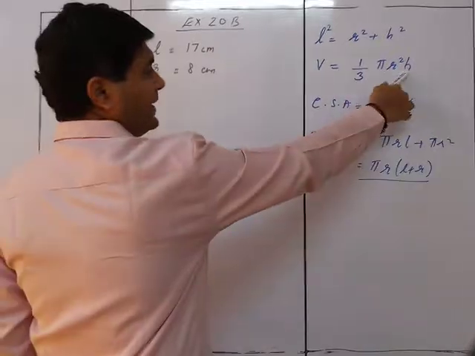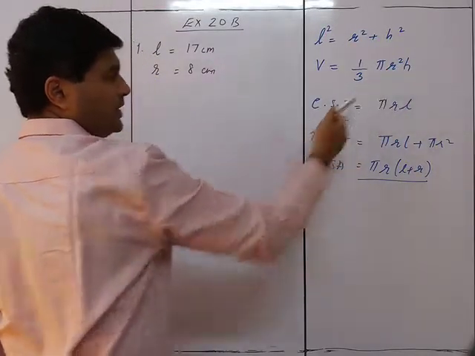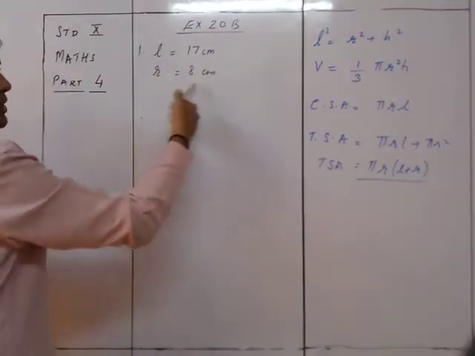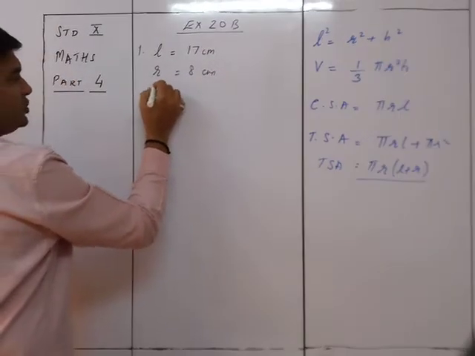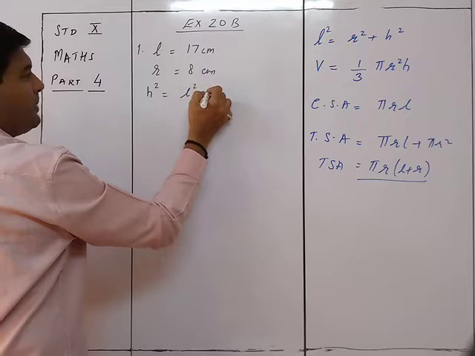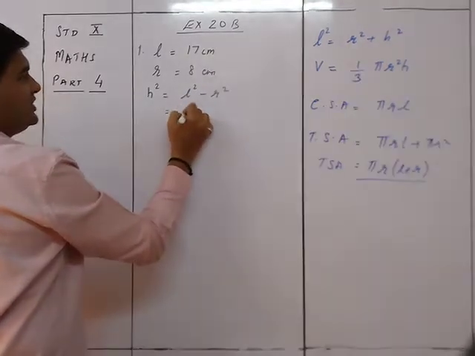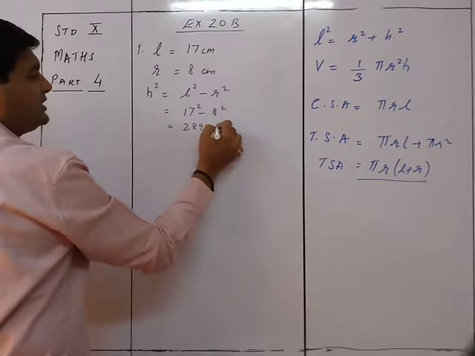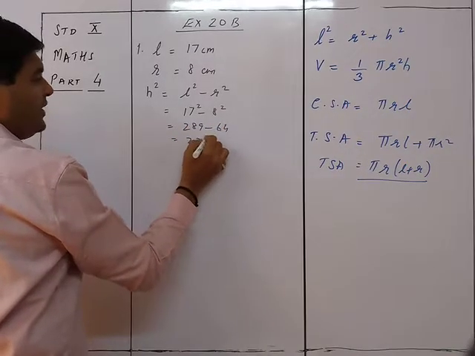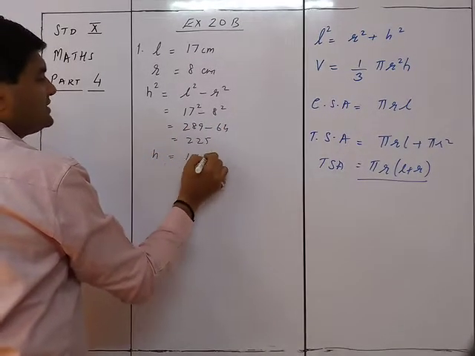The formula for volume is 1/3 pi r square h. So h we need to find out, and from the slant height formula we'll find h. We have h square is equal to l square minus r square, which is 17 square minus 8 square. It's 289 minus 64, which is 225. So h is equal to 15 centimeters.